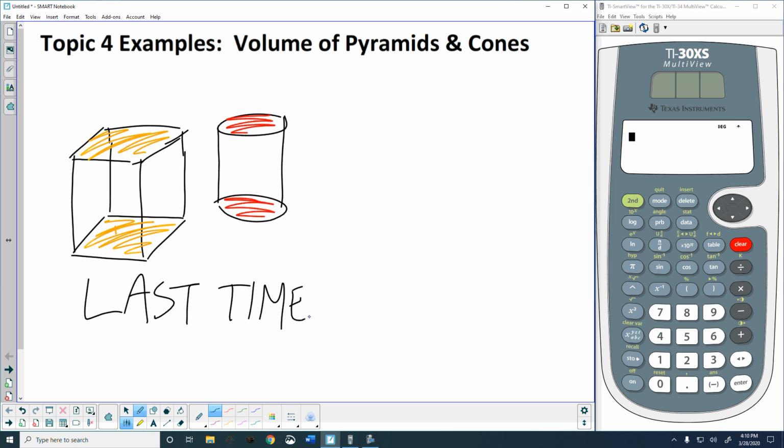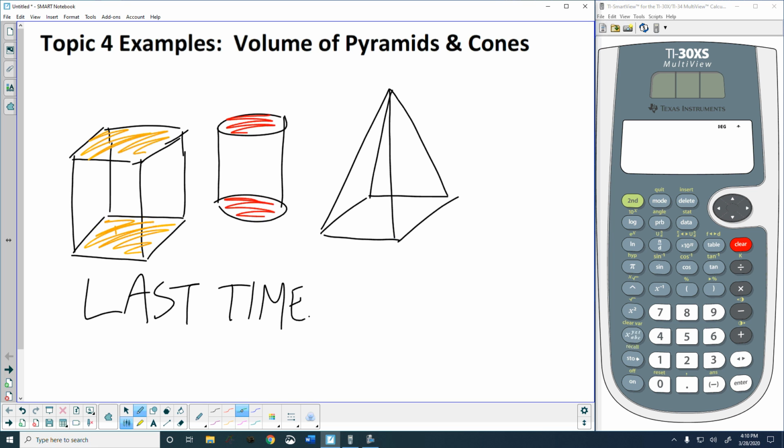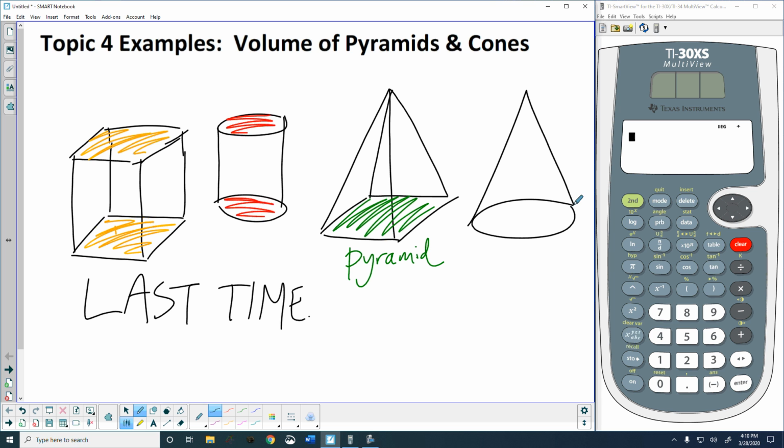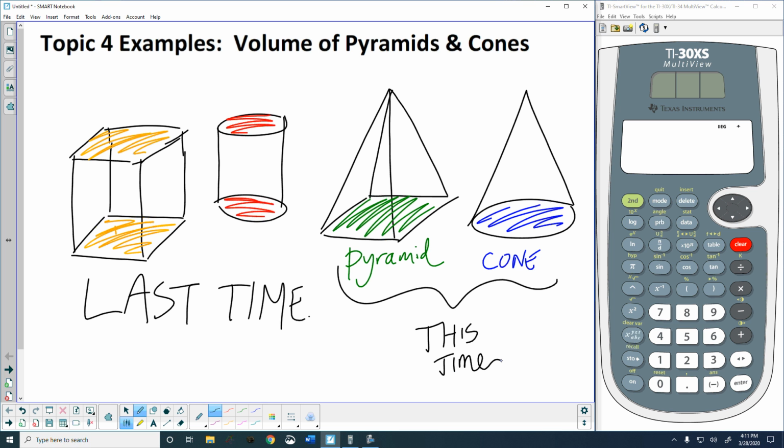So this time we're working with pyramids and cones. A pyramid has a base, but instead of having that same base on the top of the shape, it has a point. So here is an example of a pyramid. And the circular version of that would be called a cone, where the base is a circle. So that's what we'll be working on this time. Welcome to topic 4.